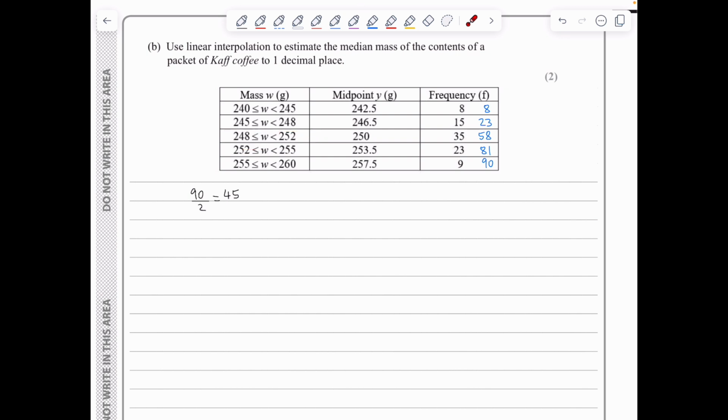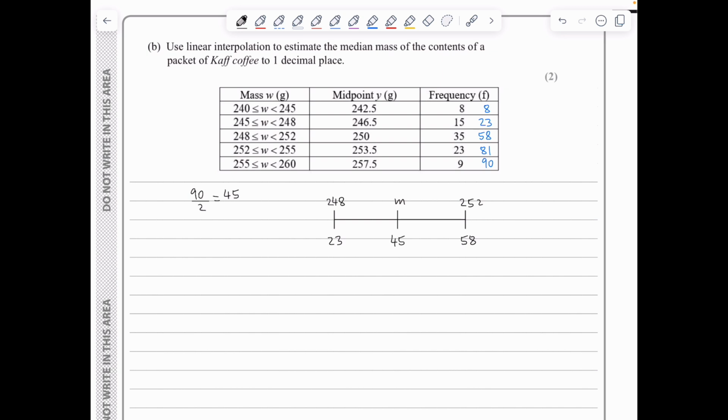The next thing to do is draw a simple diagram here. We know that we are between 248 and 252. Somewhere along the way, we've got the median M. And below, I'm going to put the corresponding cumulative frequencies. We know we've got 23 observations up to 248, so 23 goes here. And 58 observations up to 252, and we're trying to interpolate for the 45th observation.